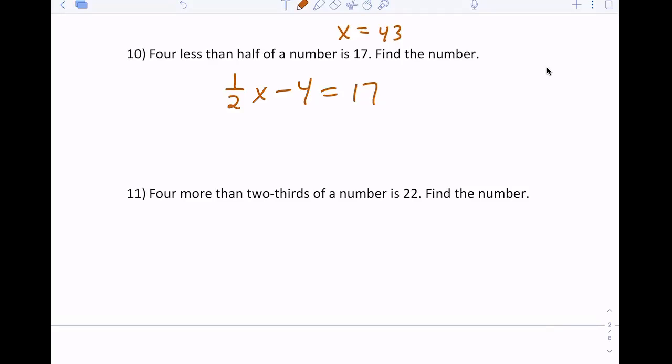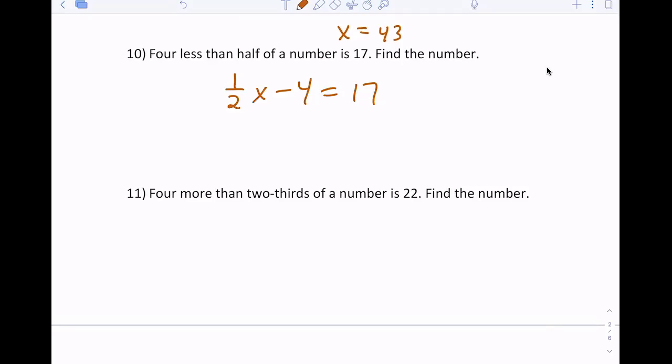1/2 x minus 4 equals 17. How are you going to type that in your calculator? You can do letters on a calculator. Austin, I promise you, I'm going to teach you how to use your calculator. No, you're not doing that on the calculator. You can't type the equation in yet.